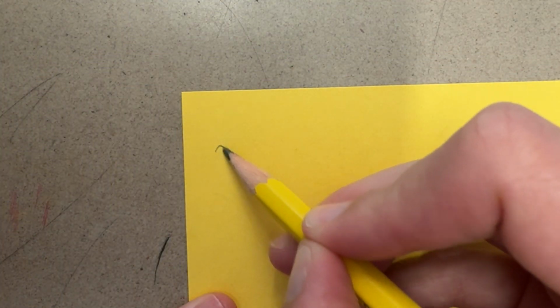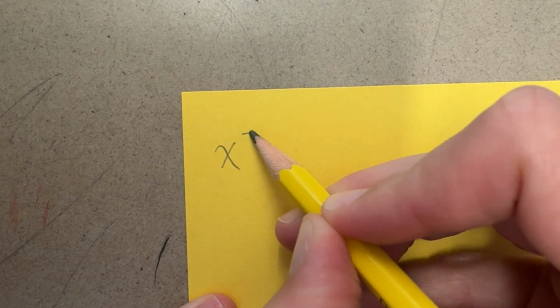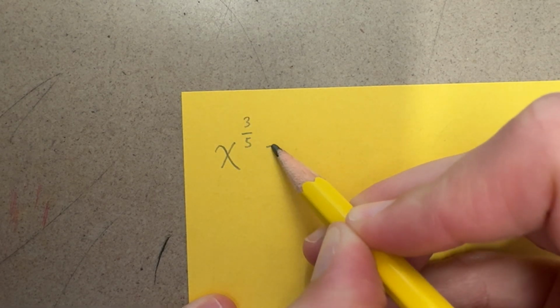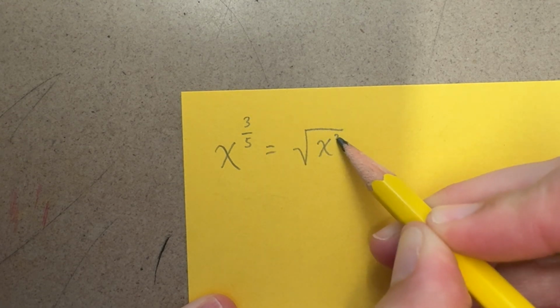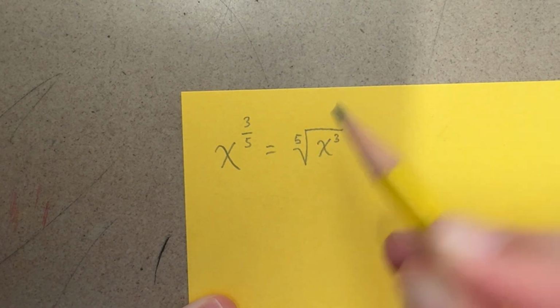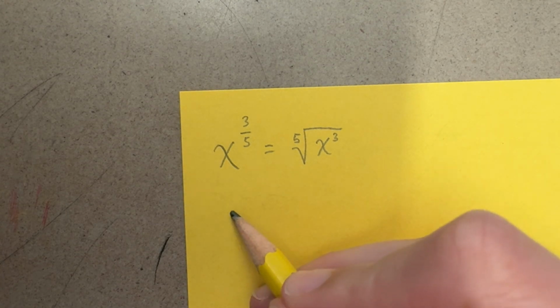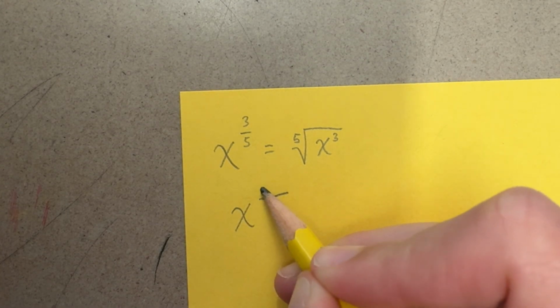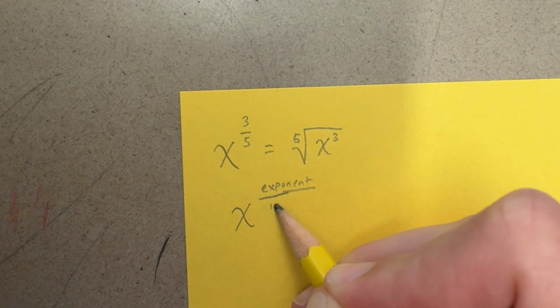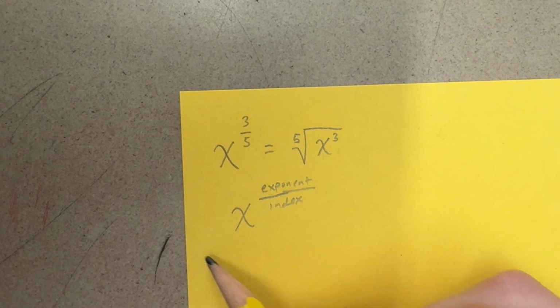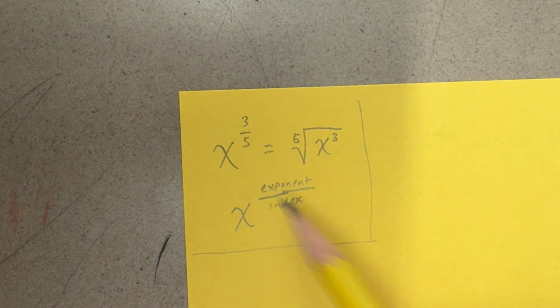And then I think the only other thing that I would maybe put is, if I have this x to the power of 3 over 5, remember, that's the same as a radical. This is the exponent and this is the index. I think even just having one example might be helpful. Or you could write, this is the exponent over the index. Even just having one so that you don't mix them up, I think that could be really helpful.